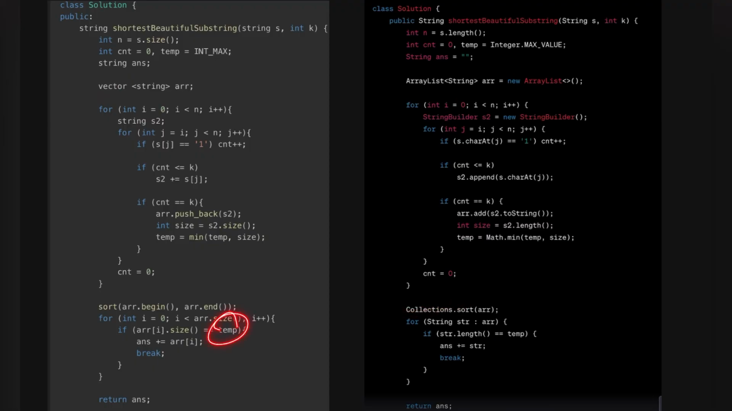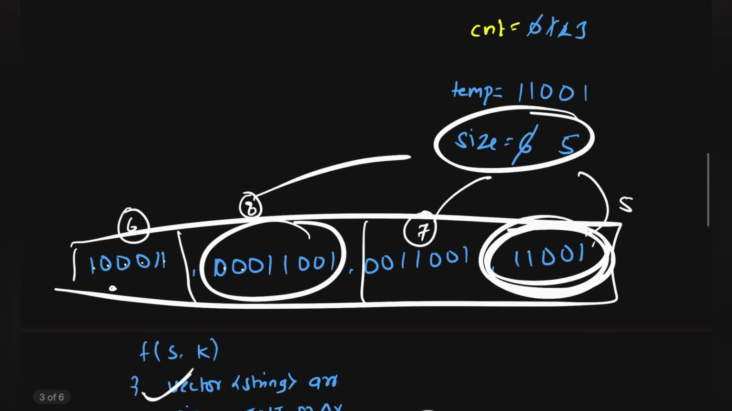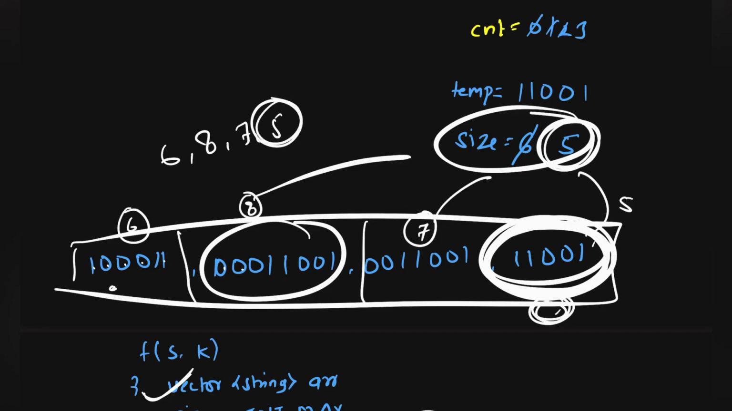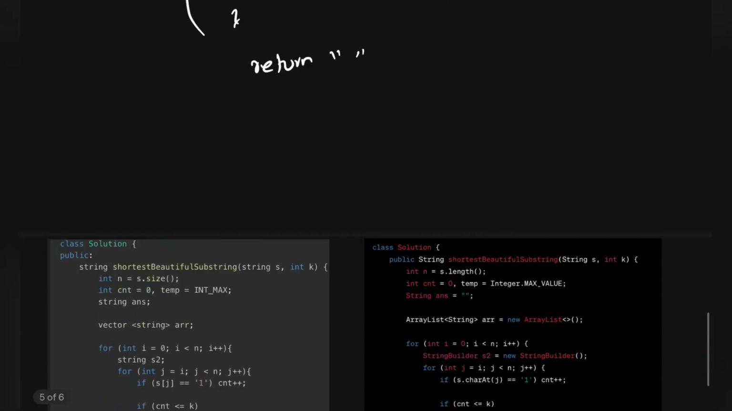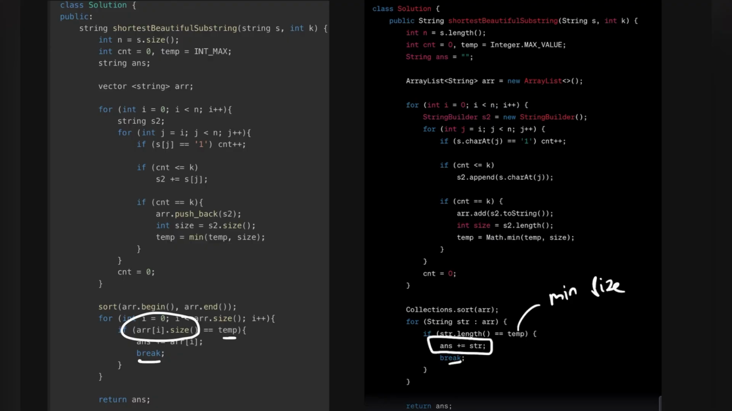And then I checked if my temp, what is temp? The minimum size of a substring we came across so far, right? Temp is nothing but the minimum size. And I checked whether my vector contains any string whose size is equal to the minimum size. If it does, I simply assign it to my answer and break, which means that is my answer, because as we discussed over here, this is a substring which has the minimum size, equal to 5, because so far we have 6, 8, 7 and 5. 5 is the smallest and this is a substring whose size is 5. So I need to return 11001. I don't need to check any further because this is the smallest substring we came across. So we simply break and return the answer.